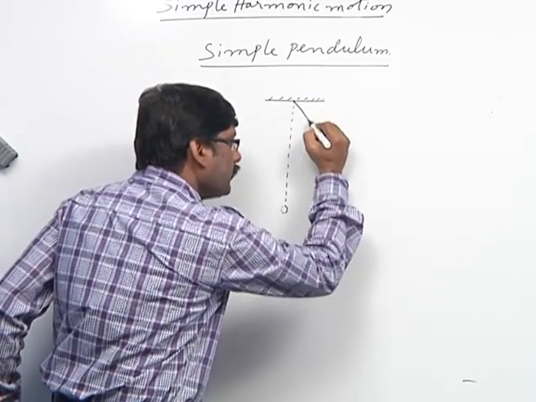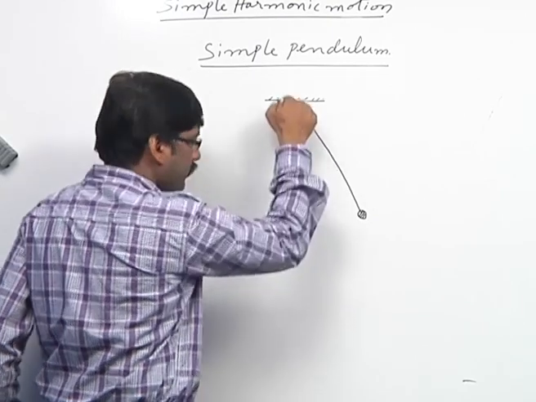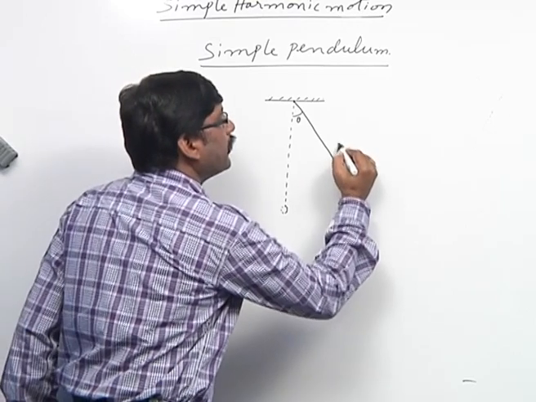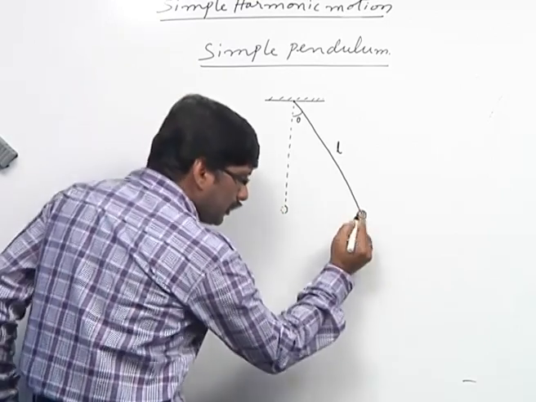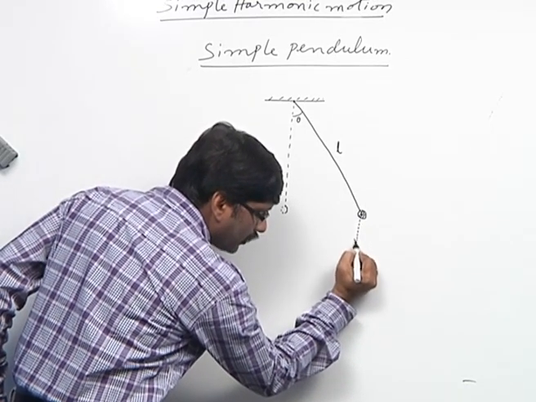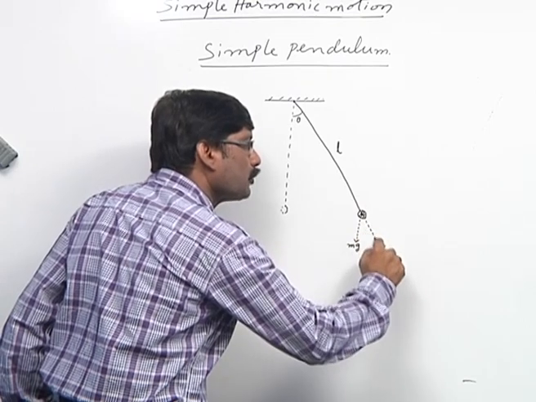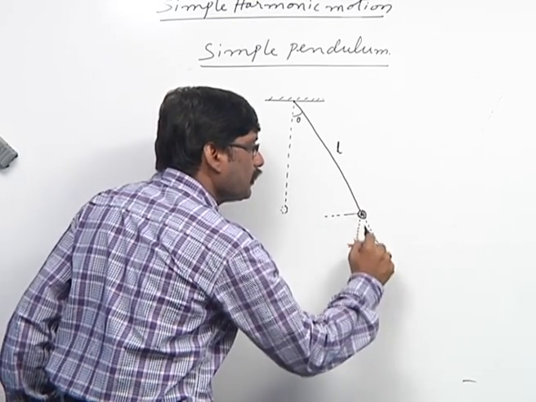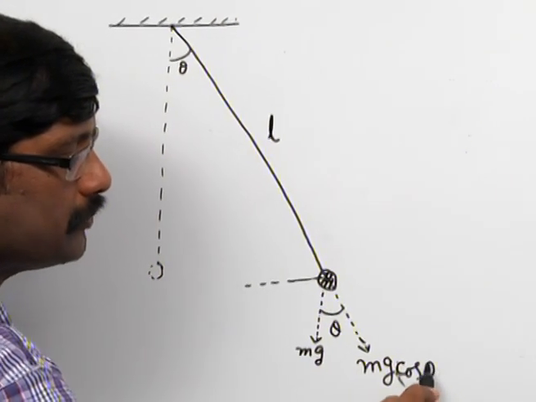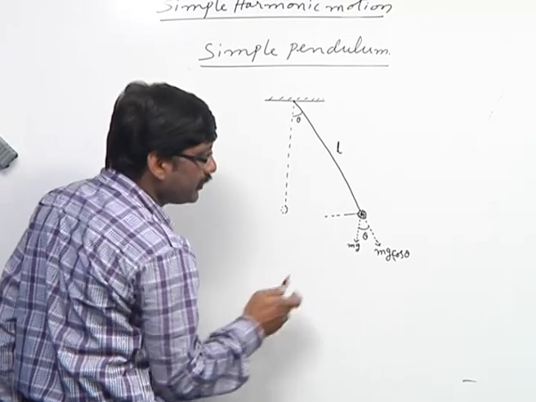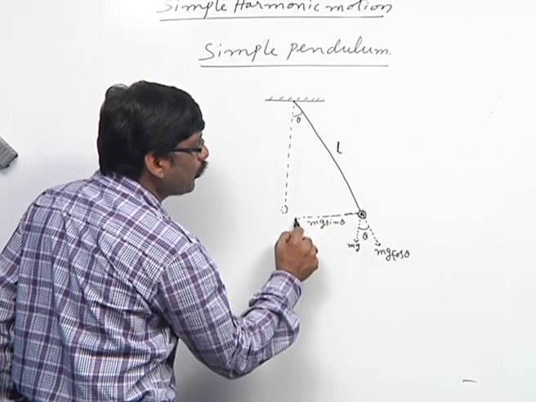Let us say this bob is displaced by a small angle theta from its original position. Here L is the length of the string, m is the mass of the bob. If I resolve the gravitational force mg into two components, mg cos theta is the force acting along the string. Mg sin theta is the force acting perpendicular to it and towards the mean position.